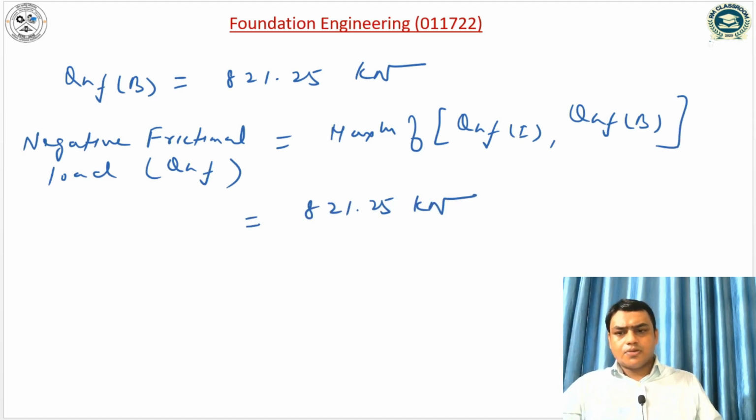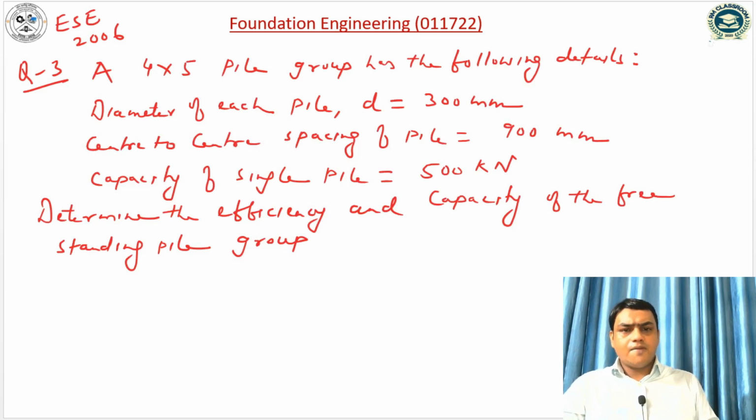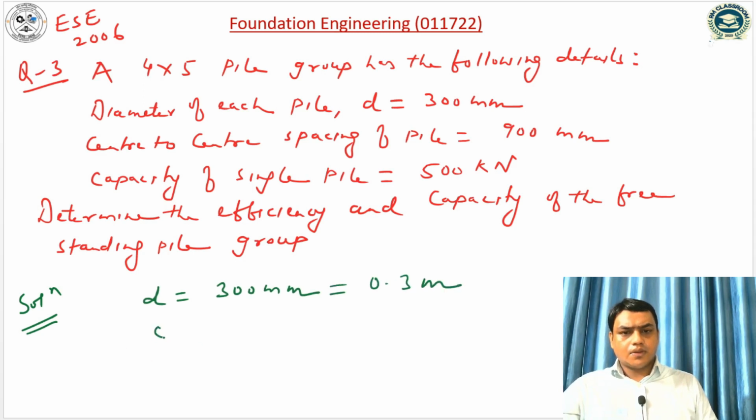So let us take another problem. A 4 by 5 pile group has the following details. The diameter of each pile is 300 mm and the center to center spacing of the piles is 900 mm. The capacity of a single pile is 500 kilonewton. Determine the efficiency and capacity of the free standing group. So here D is equal to 300 mm, so it will be 0.3 meter. Spacing of the pile is 900 mm, so it will be 0.9 meter.